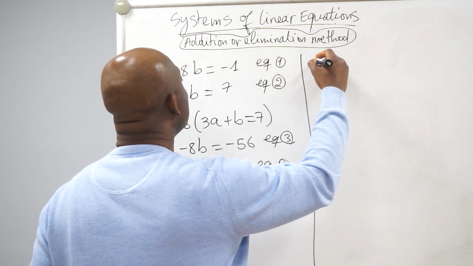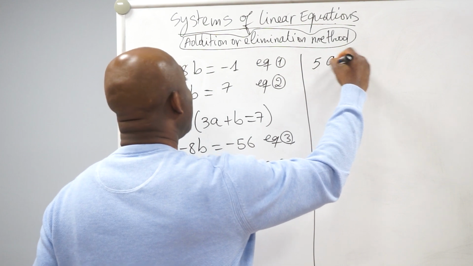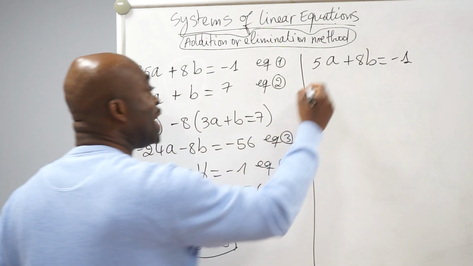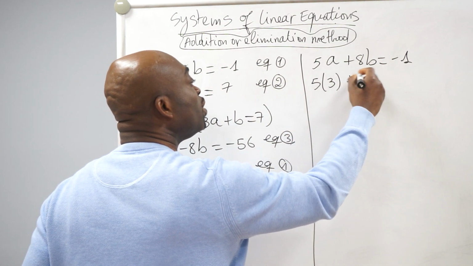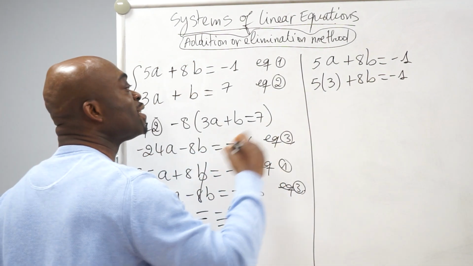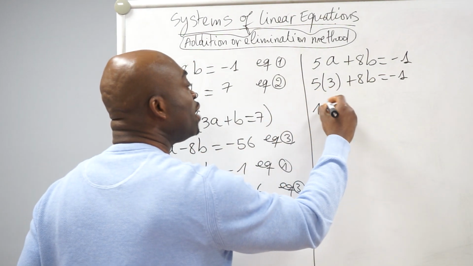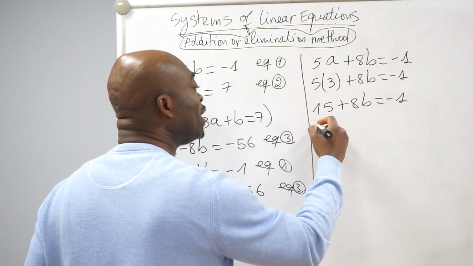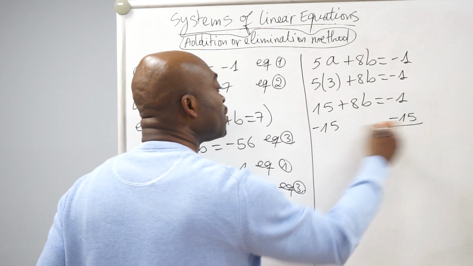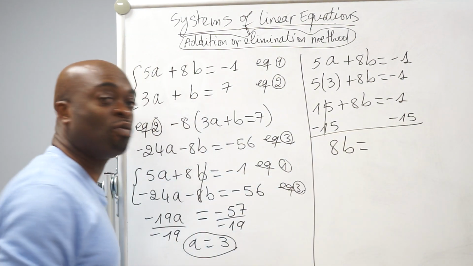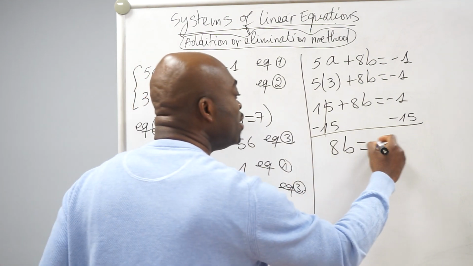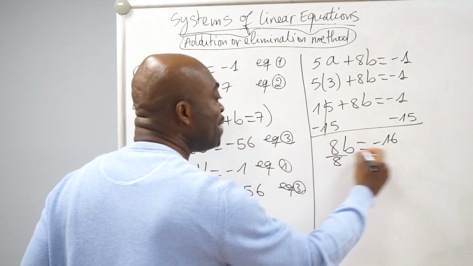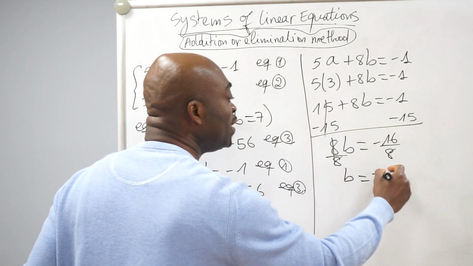So you have equation 1, which is 5a plus 8b equals -1. So 5a means 5 times 3 plus 8b equals -1. 5 times 3 is 15. So you end up with 15 plus 8b equals -1. And then you solve for b by subtracting 15 from both sides. So you have 8b equals -1 minus 15, which gives us -16. So now you're solving for b. Don't forget about that. Divide both sides by 8, so b equals -2.